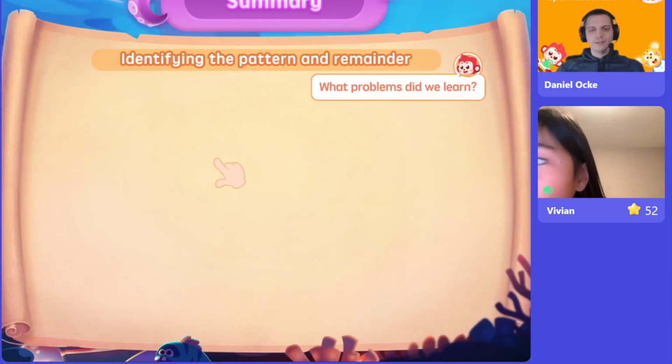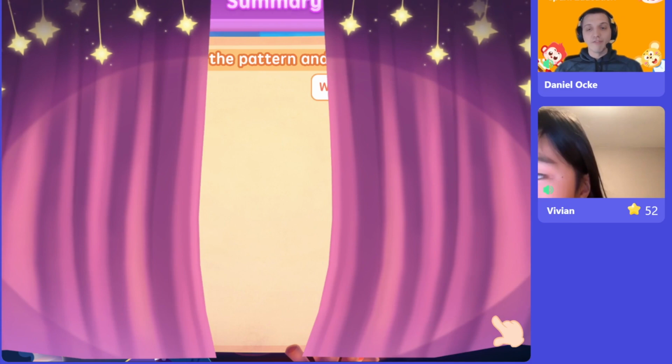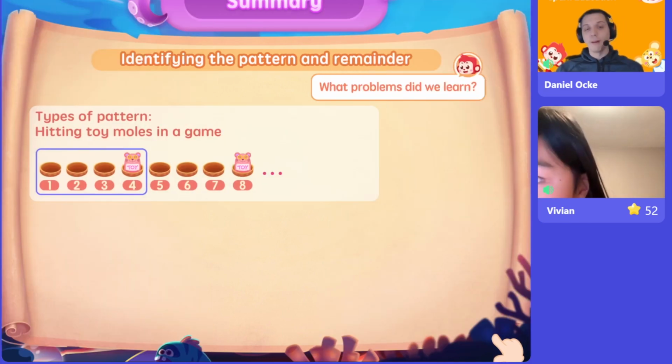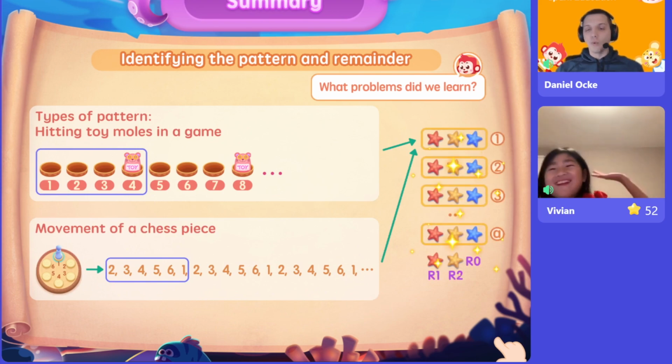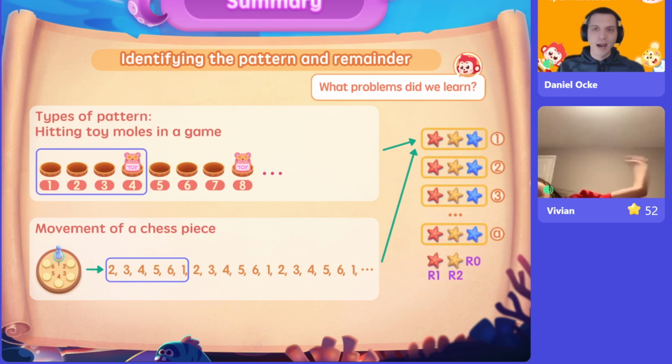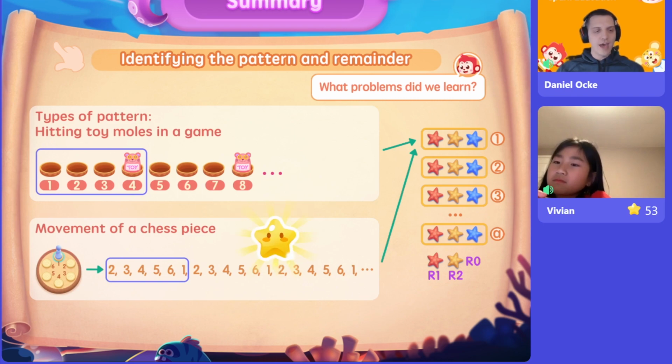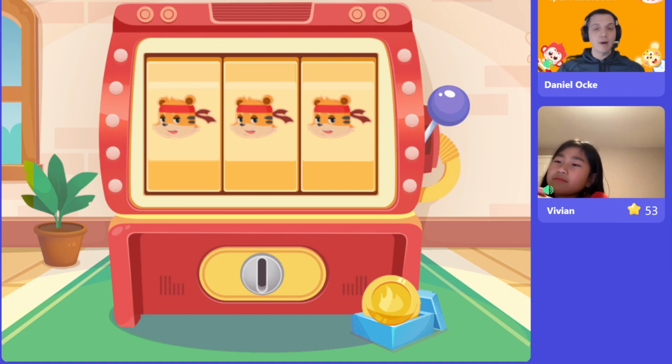Okay, so we were identifying the pattern in the remainder. Remember, we did our whack-a-mole problems. We did our chess piece problem. What we wanted to do with those is figure out how many numbers were in the group, figure out how many groups we have, figure out what our remainder was, and then remember, the remainder told us where we were at in our pattern. You all did a great job with that. Let's finish up today. You can go ahead and play the jackpot.